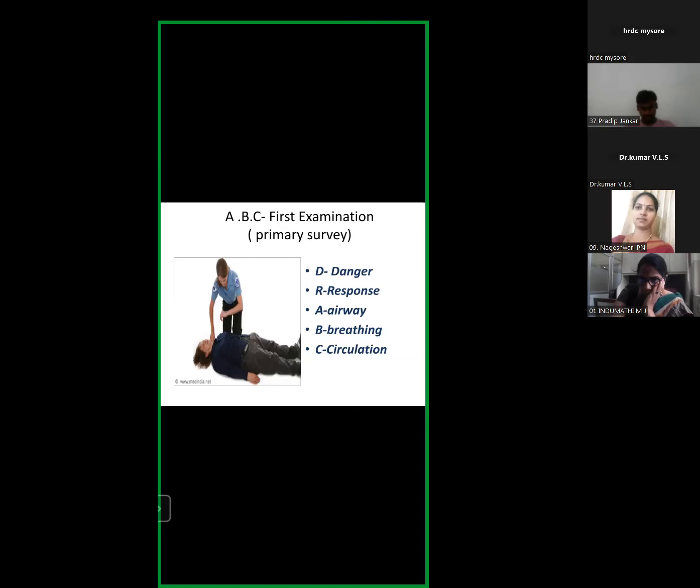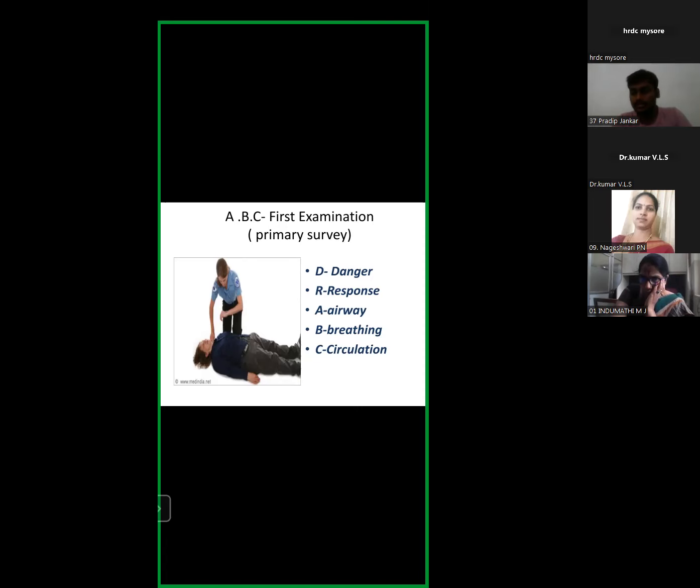If it is a partially collapsed building, the building may be about to collapse at any time. If you are entering inside, you are also at risk. Look for danger. For example, if it's a road accident case and you are providing help on the spot, there may be an approaching vehicle which may be unable to see you. So you need to create a barricade. Then only you can start helping.